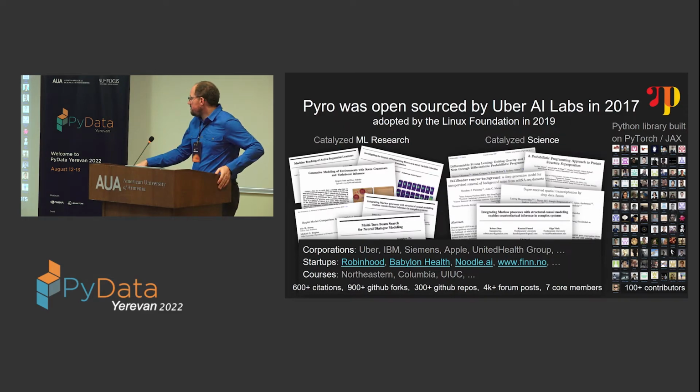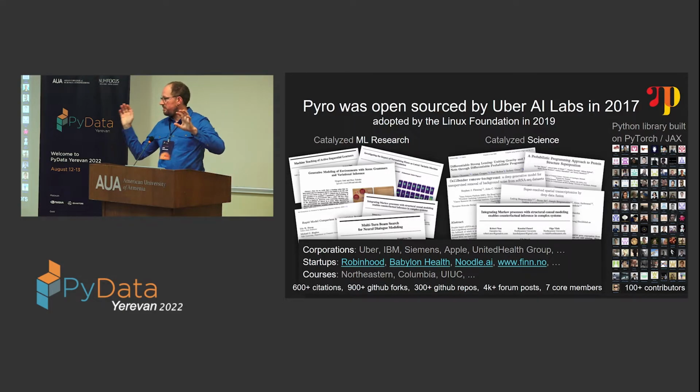So that's what we built into Pyro, this probabilistic programming language out of Uber AI Labs. We open sourced this in 2017, and it got way more attraction and contribution than we expected. It was adopted by the Linux Foundation in 2019. And it was interesting to see some of the follow-up papers, people who built on top of this. Remember, there's this kind of separation between modeling and inference.